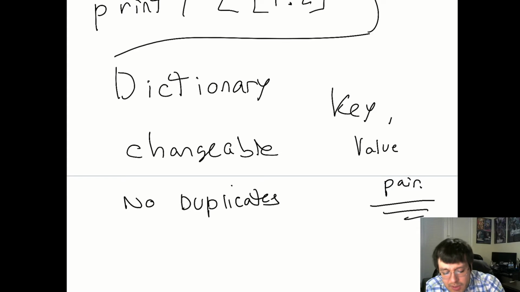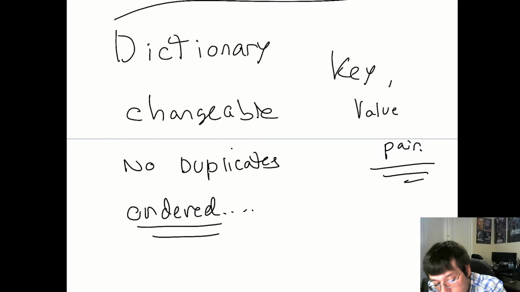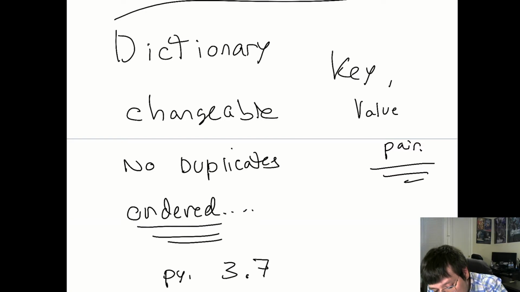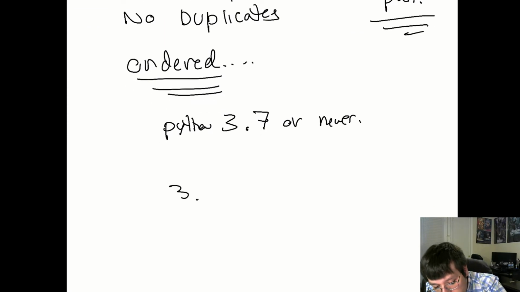And this one's brand new. Well, not that brand new, but somewhat new within recent years. They are technically ordered, which is similar to a list, in that things are ordered. So when you create them, that is the order that they're going to be in. The reason that I said kind of technically is because this only applies if you have Python 3.7 or newer. Whereas if you have Python 3.6 or older, then they are unordered.